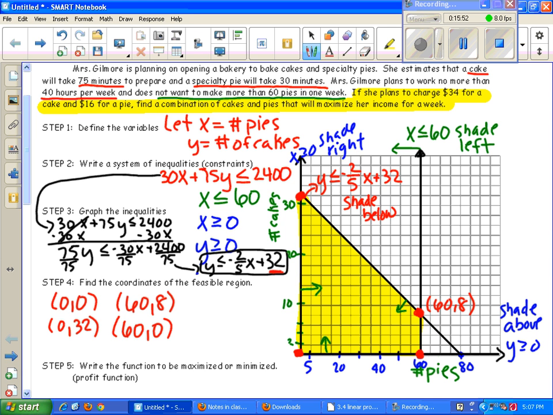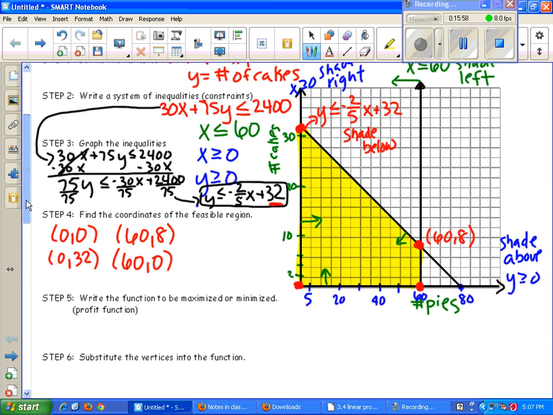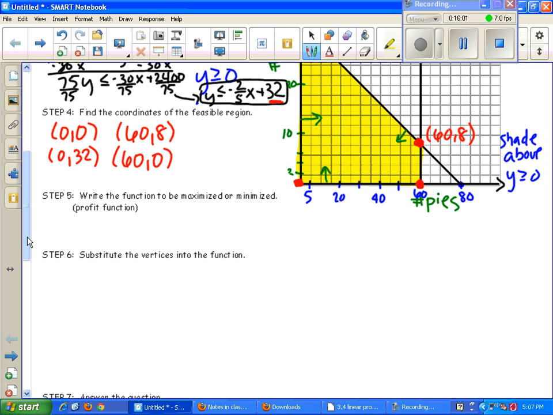So that is going to be my profit. Help me write my profit function. For this, you'll just have to look at your paper to help write it. We know that our profit function is going to be P, and we have two variables, X comma Y. So the profit is going to be equal to, well, X stands for pies, and it's $16 for a pie, so 16 times X, plus Y stands for cakes, so it's $34 for a cake. So this right here would be my profit function, which would tell me how much money I'm making given how many cakes or pies I am baking.